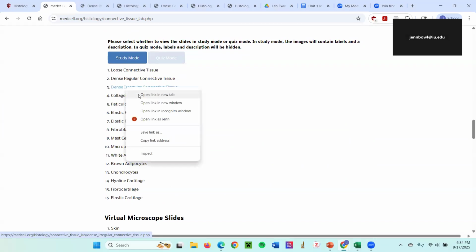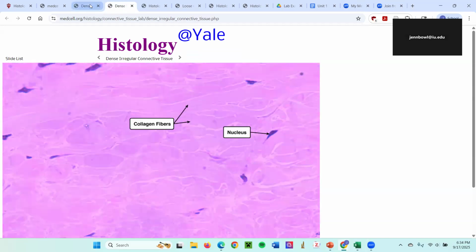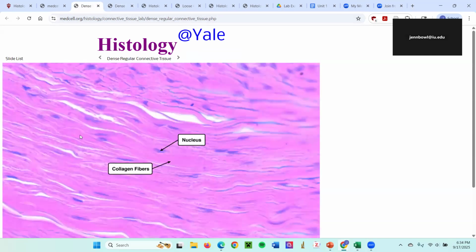So we'll start with the difference between regular and irregular. The first thing I want to point out, looking at both of these slides, there's not a lot of light shining through on the sides. There's not a lot of white showing. So this is a pretty dense tissue. That's the first word we need. Is it dense or is it loose? And in this case, it's covering the whole side. There's not a lot of opening, so it's going to be our dense connective tissue.